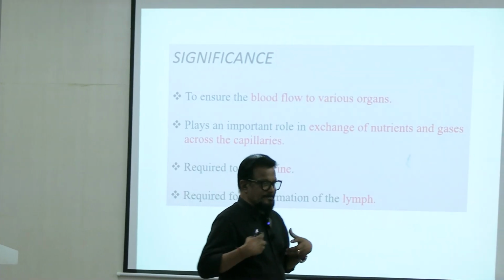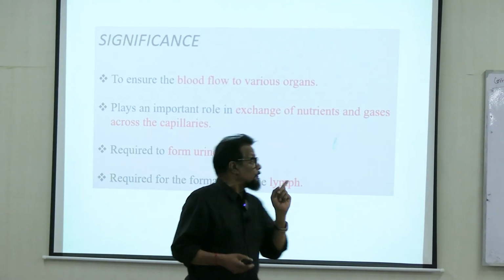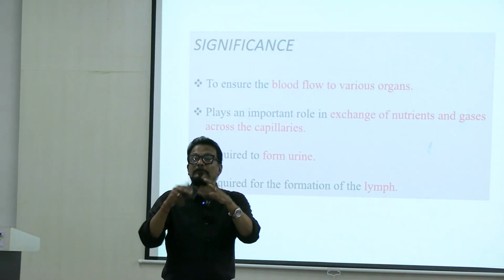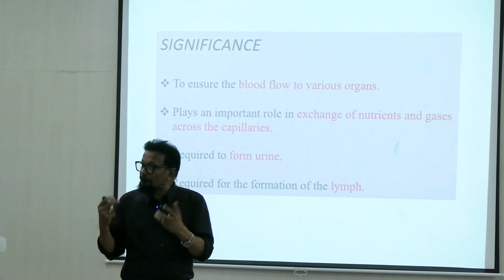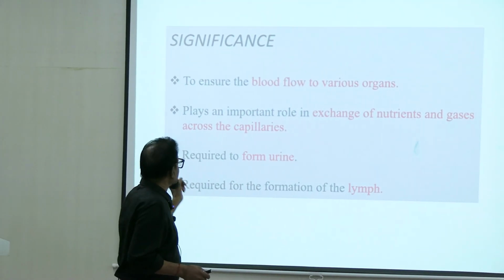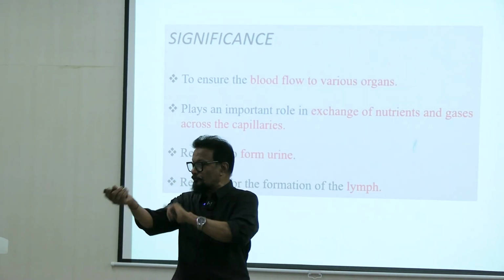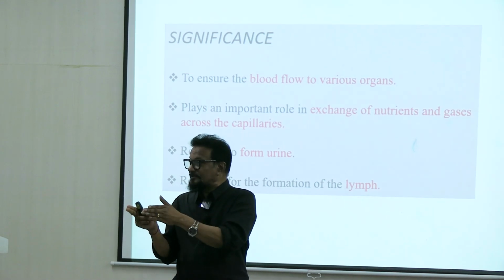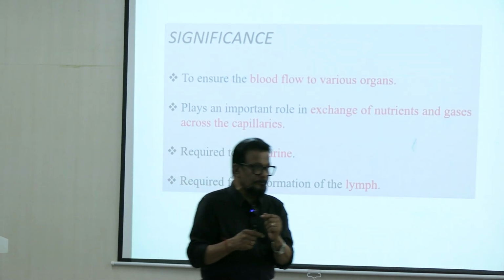Why does this pressure have to be exerted? Because first one is to maintain the blood flow to the various organs, to supply the blood with adequate flow to various organs. That's why pressure is exerted. And another is that ultimately this blood has to reach the tissue level, and there should be capillary exchange. There should be exchange of fluids between the cells and the capillaries.